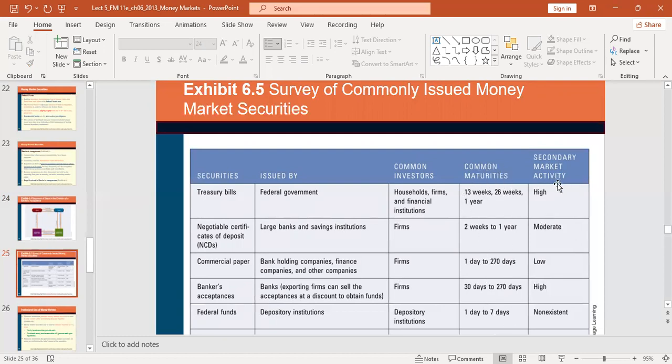In terms of secondary market, you can see treasury bills is highly liquid. It can be easily sold. That explains why many people patronize the treasury bills, especially investors who don't like to take risk. They prefer to buy treasury bills. Even though the return is very low, they are satisfied with that low return.